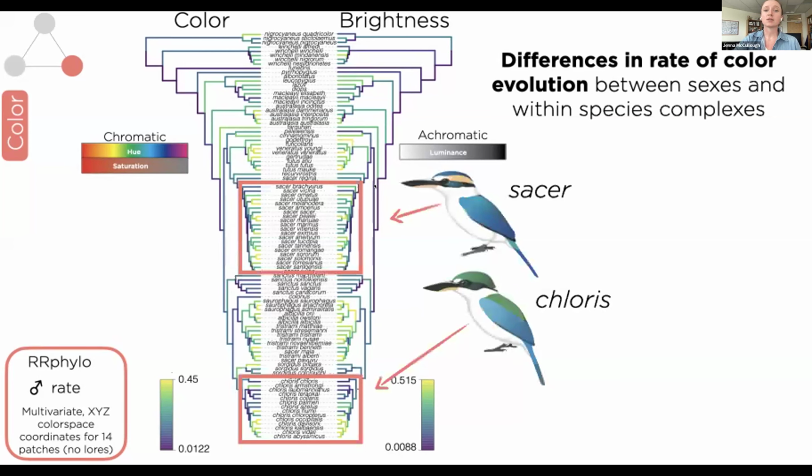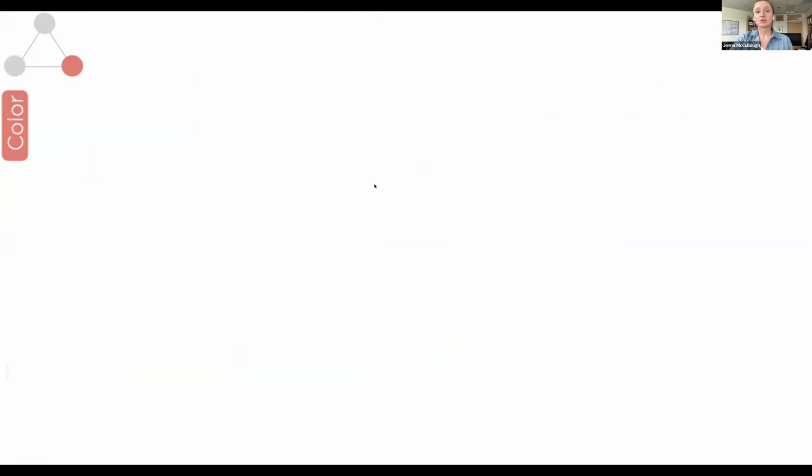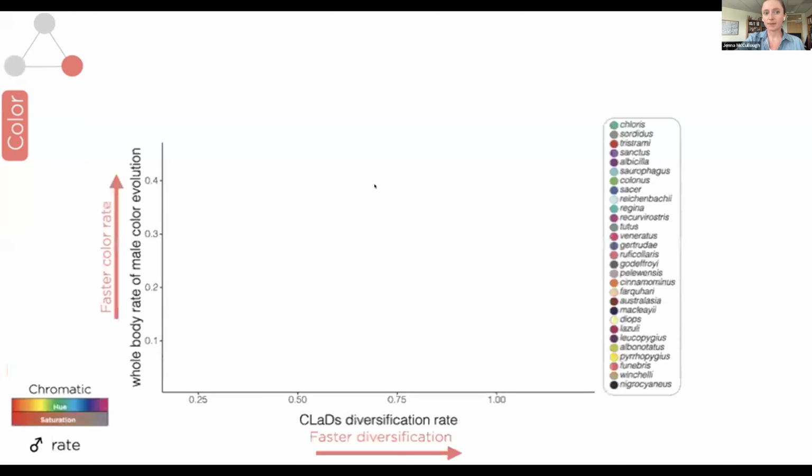We can also see differences within single species complexes, such as within Pacific kingfisher, Todiramphus sacer, and collared kingfisher, Todiramphus chloris. So what is the relationship between the rate of color evolution and lineage diversification? The y-axis is the rate of color change, and the x-axis is the lineage diversification rate.